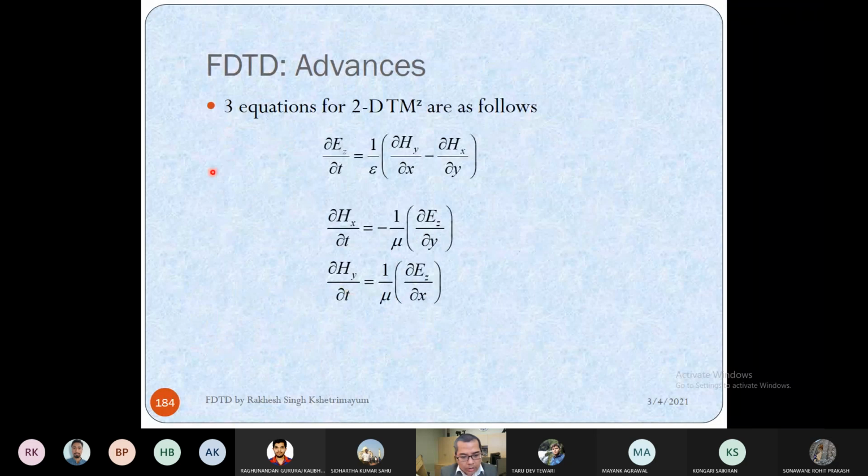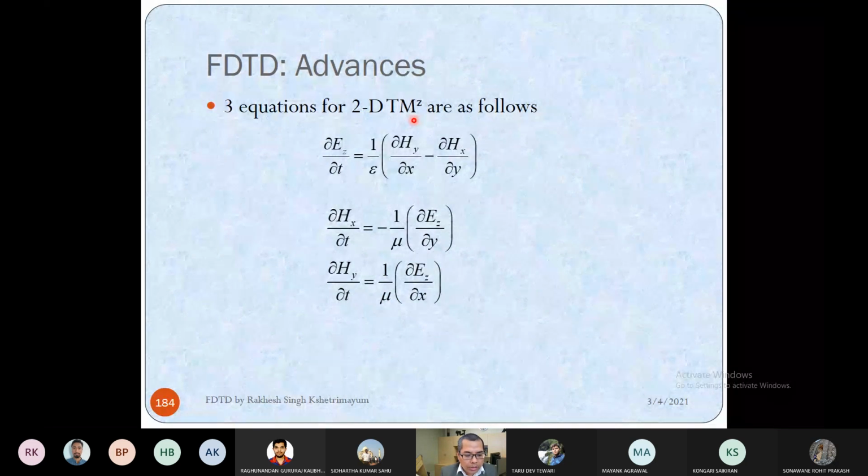So how do we do that? Let us consider the simple case of a 2D TMz problem. In the 2D TMz problem, the magnetic field doesn't have any Z component. So the magnetic field has X and Y components, and the electric field is perpendicular to the magnetic field, so the electric field will have only the Ez component. From the six Maxwell equations, it will reduce to only three equations here. These are the time-varying terms, and these are the space derivatives on the right-hand side. So for the 2D TMz problem, we just have three equations.